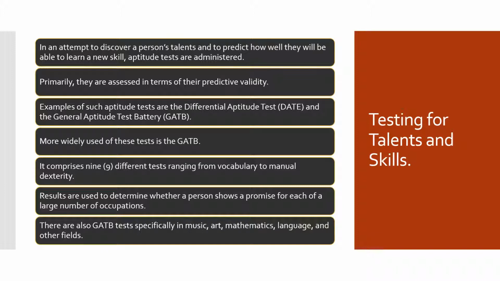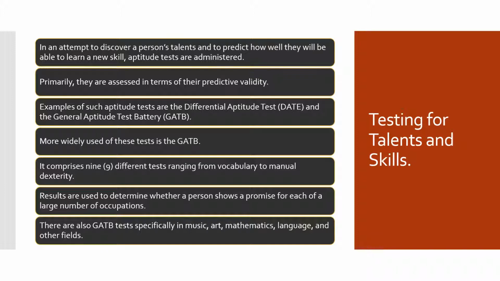The GATB comprises nine different testing ranges, from vocabulary to manual dexterity, and these results are used to determine whether a person shows promise for each of a large number of occupations. Now, there are also GATB tests specifically in music, art, mathematics, language, and other fields.